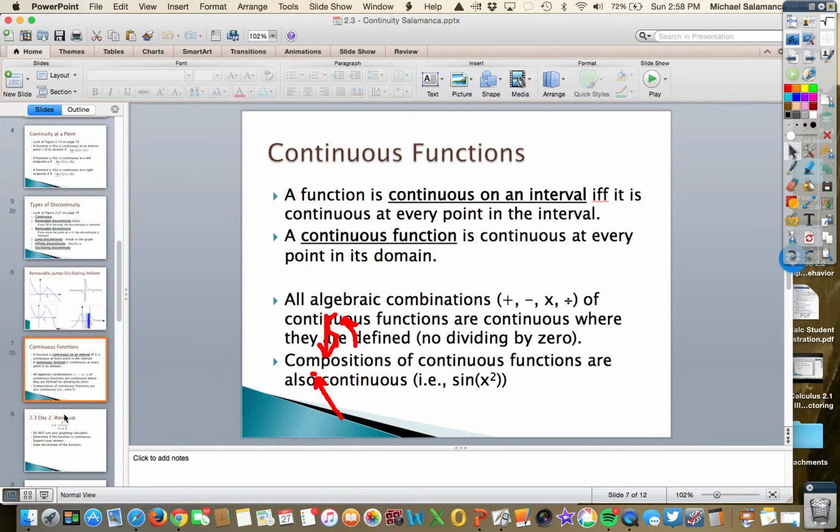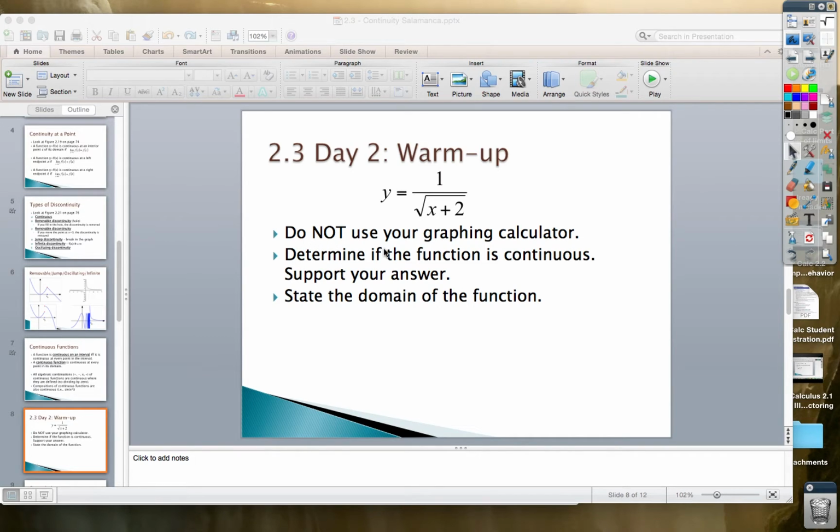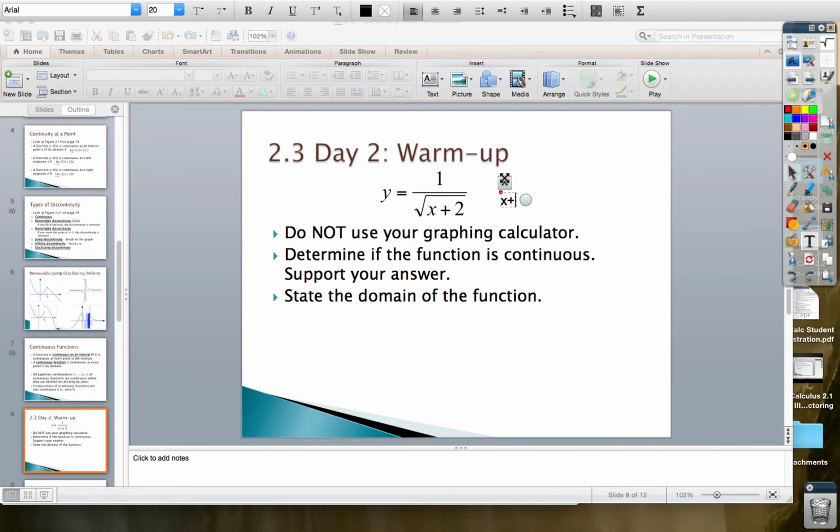Now, let's go back to this particular problem here. Notice it says, do not use your calculator. Determine if the function is continuous. Support your answer. So, without using the calculator, we always want to solve for the denominator to find some asymptotes. If you look at the denominator, we have x plus 2 equals 0. And if we solve for x, we find that this graph exists everywhere except when x is equal to -2, because then you're going to have an undefined function.